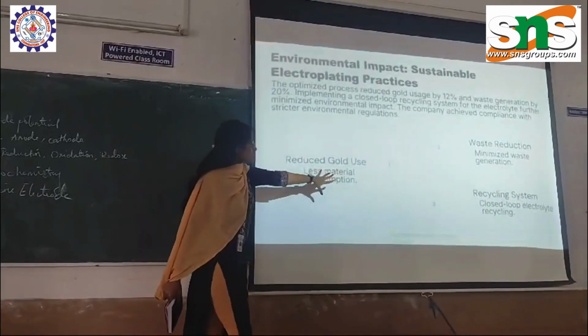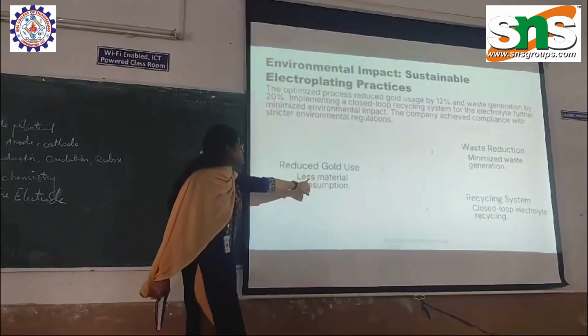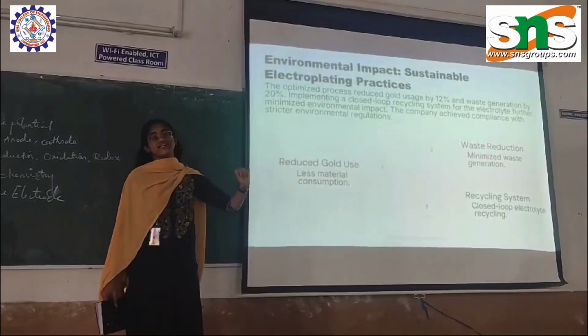So it's actually a graph, I think it's not visible. The first one is reduced gold use, less material consumption.